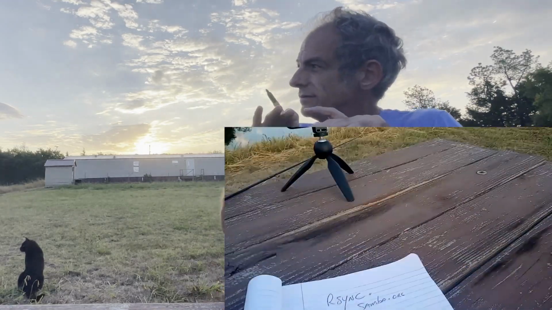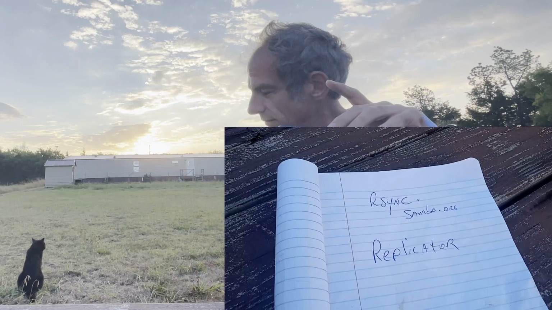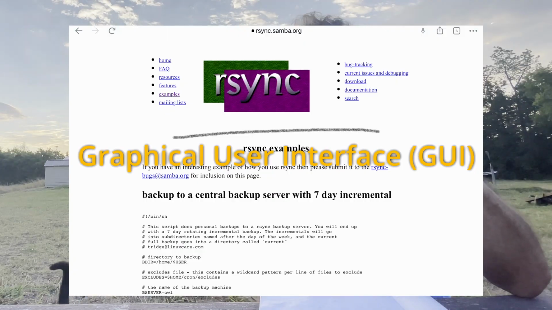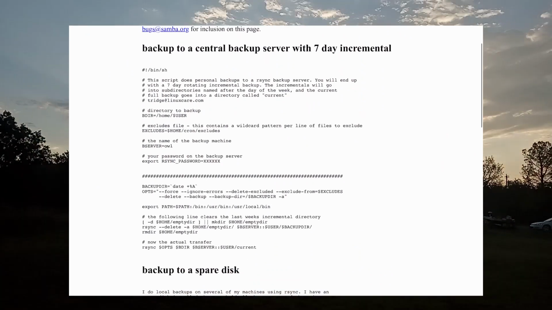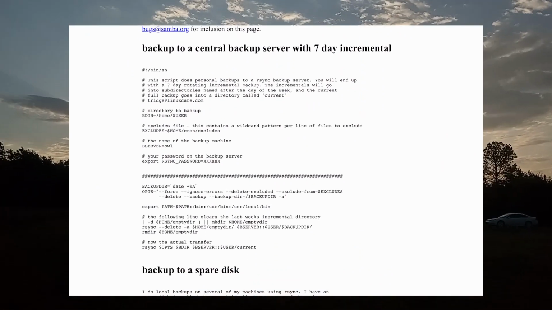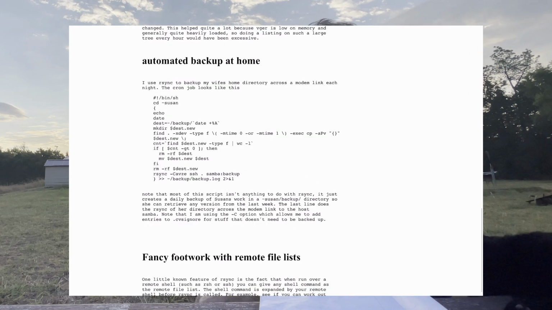Okay, Replicator. Is Replicator going to be rewritten as it is? No. Replicator is going to be a GUI on top of a command line tool called Rsync. Most of Karen's fans don't care about the details, I don't think. The reason they're using Carenware is because they don't want to use command line tools. All right, that's awesome.